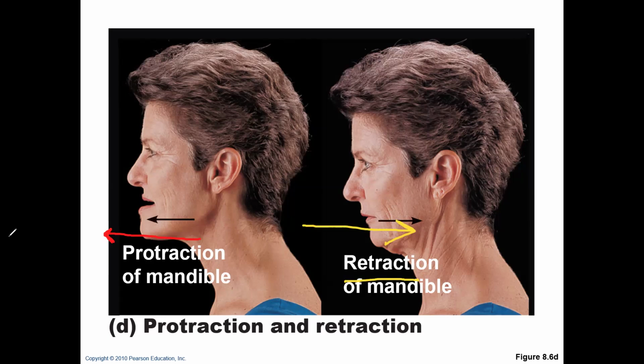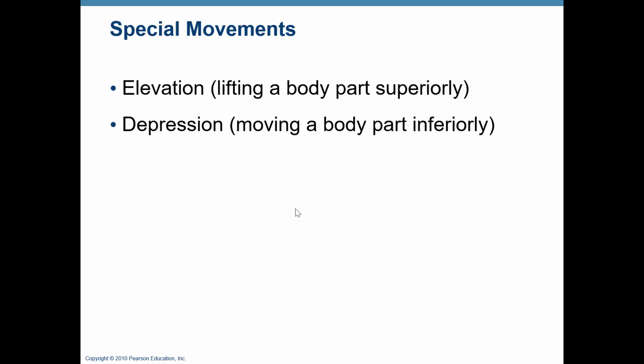You can also have elevation and depression of the mandible. Elevation means you're raising a body part or a bone, and depression means you're lowering. Think of like elevator, in this case going up, depression going down. So you can also be chewing and your mandible be elevating as it goes up, and then it'd be depressing as it were going down.